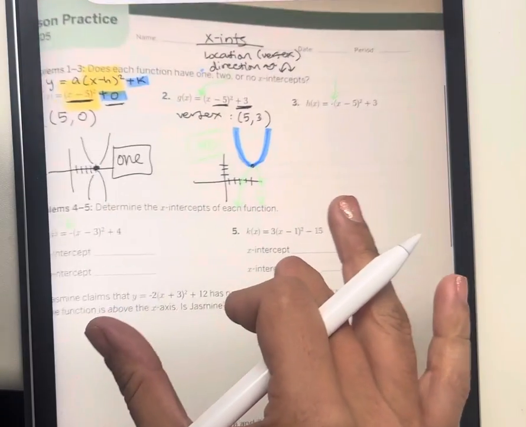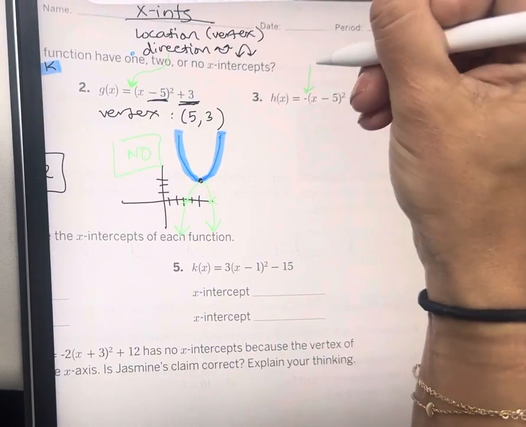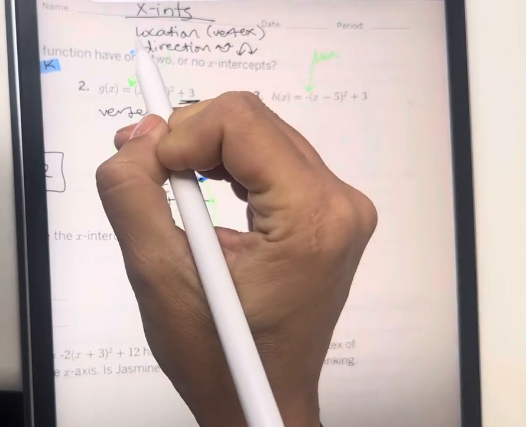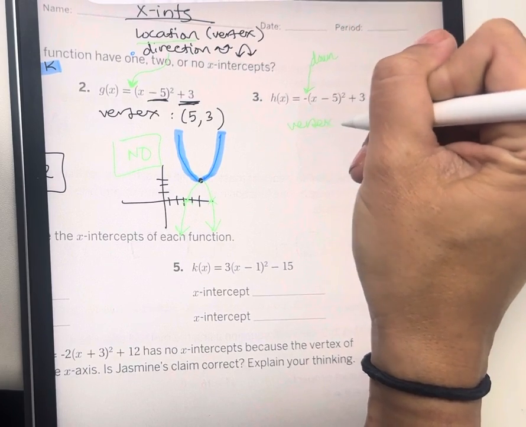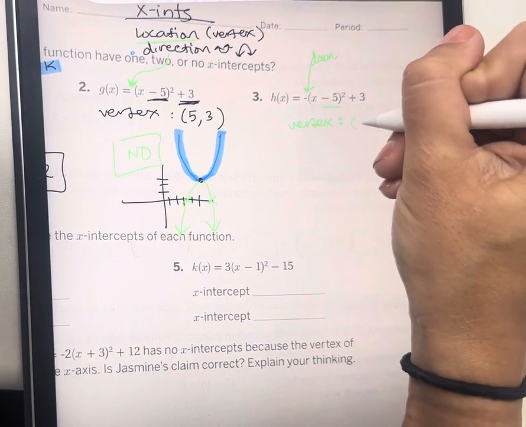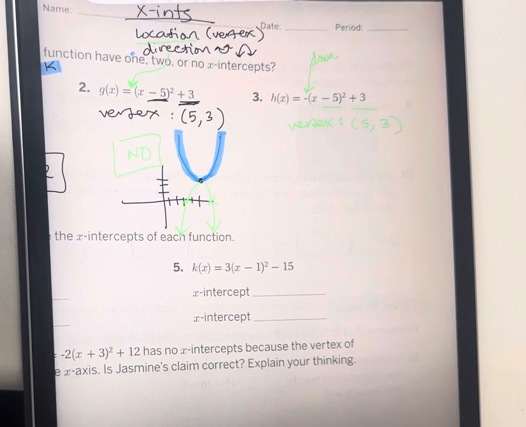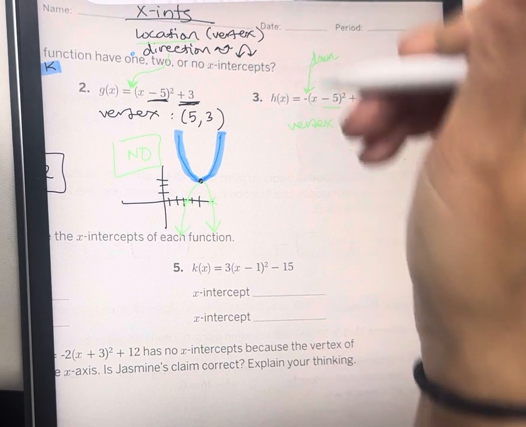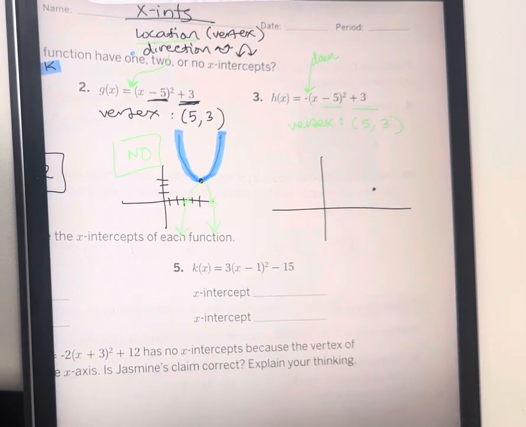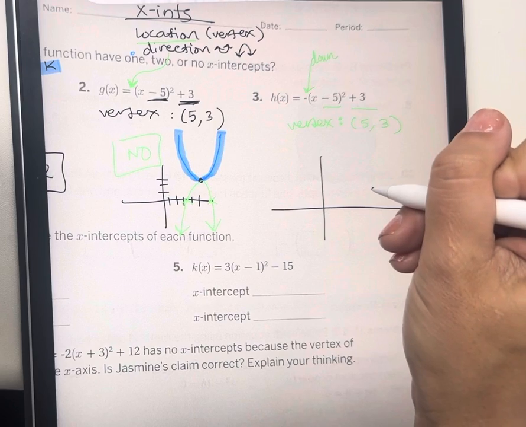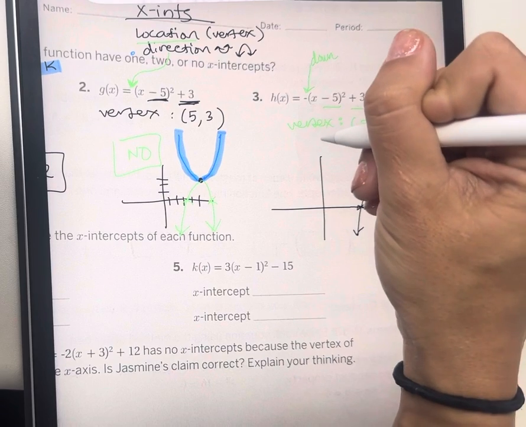Okay, so now, in this one, I already got the direction because we just talked about it. So this one opens down. But first, I do need the location. The location is the vertex, which is the opposite of this, not the opposite of this. And then that puts the vertex about where it was before. It was 5, 3 before also. But now I'm opening downward. Right there, 2.